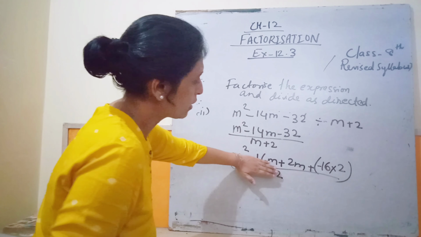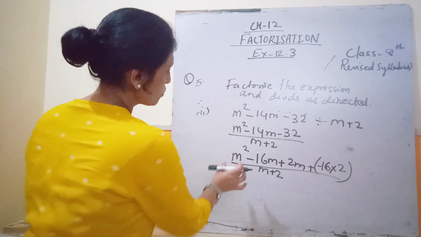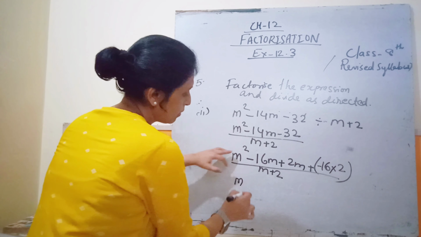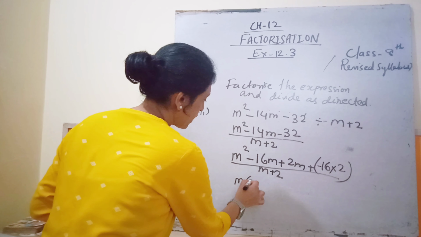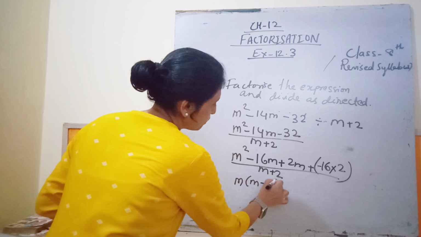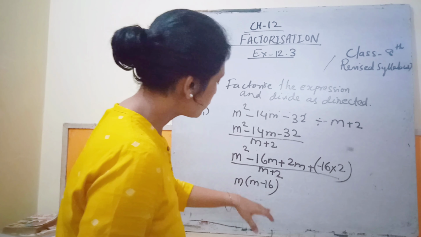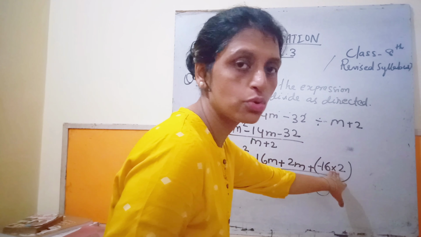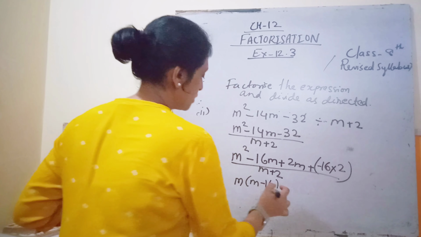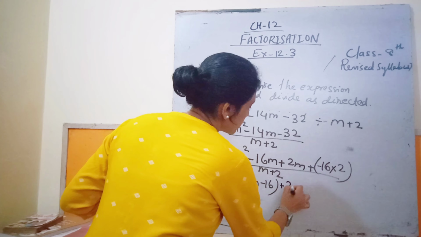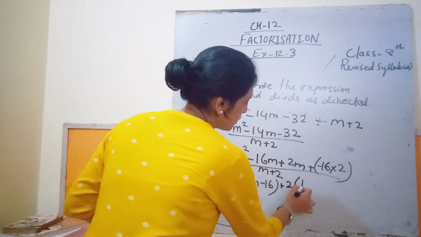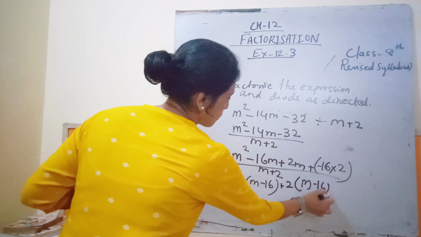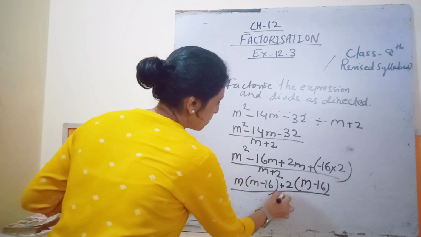Now children, we can pair them because we have 4 terms. In the first pair we can take m as common, so we are left with m minus 16. In the second pair here it is 2m and here it is minus 16 into 2, so 2 can be taken as common. We take 2 as common and then we are left with m minus 16, and then m plus 2.